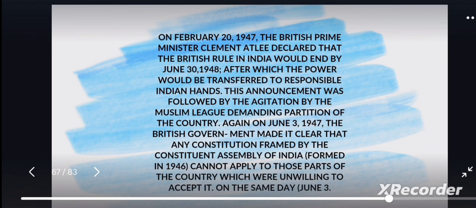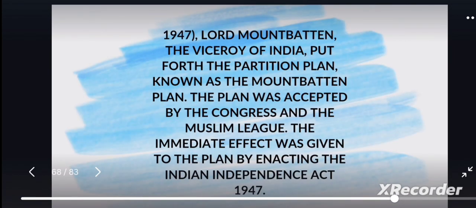On the same day, June 3, 1947, Lord Mountbatten, the Viceroy of India, put forth the partition plan known as the Mountbatten Plan. The plan was accepted by the Congress and the Muslim League. Immediate effect was given to the plan by enacting the Indian Independence Act 1947.